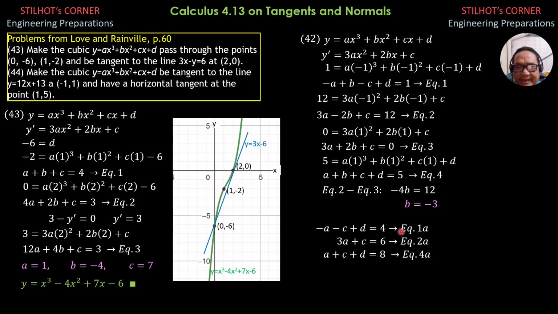Solving equations 1a, 2a, and 4a simultaneously, we obtain a is 2, c is 0, and d is 6. Therefore, the cubic is y equals 2x cubed minus 3x squared plus d, which is 6, because c is 0.